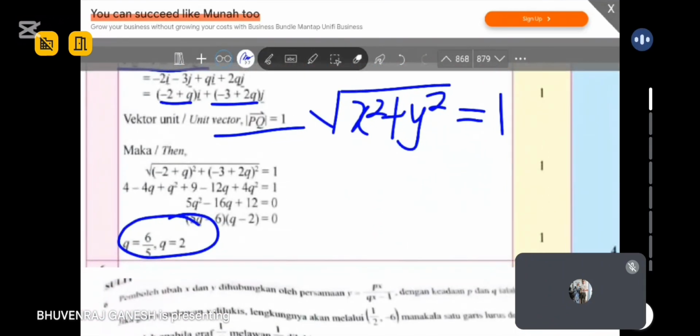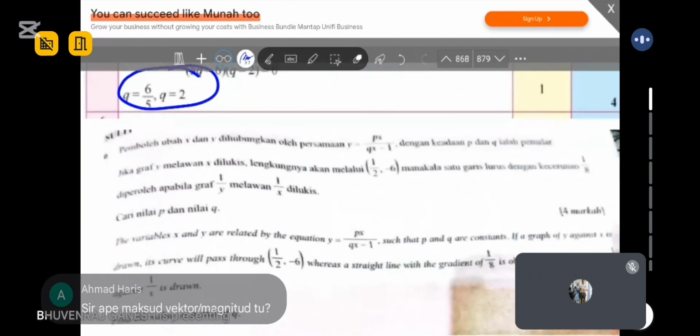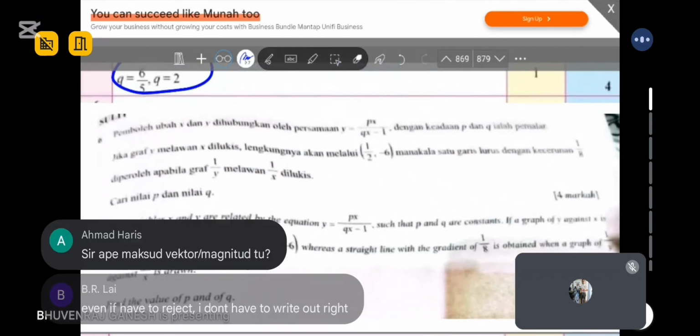Okay, understand guys? Question 5. Depend on the situation. Doesn't mean reject is always negative. You must see the question 1. Okay? Alright, so we go to question number 6 guys.